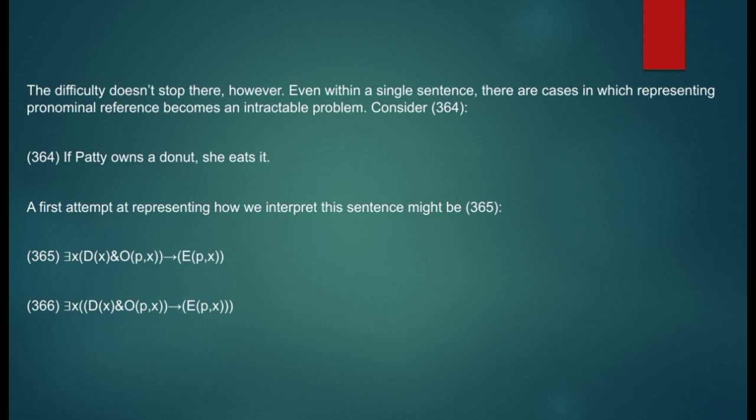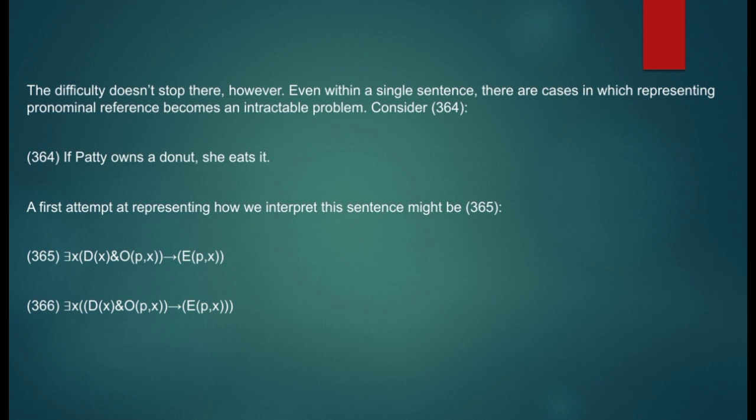So a first attempt at representing how we interpret this sentence might be in 365. So we might think this reads as if there exists some entity such that it's a donut and Patty owns it, then Patty eats it. But that's not quite right. The problem is that the final x is not bound by the existential quantifier. So the pair of parentheses that open immediately after the quantification there exists close immediately before the arrow and leave out the part that follows the arrow.